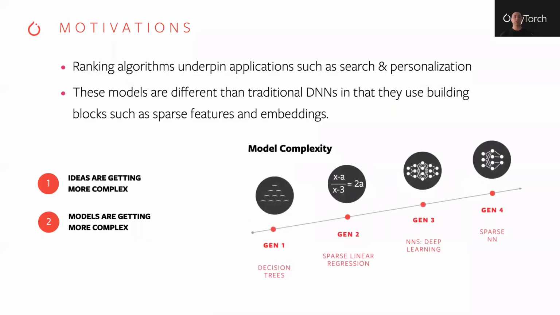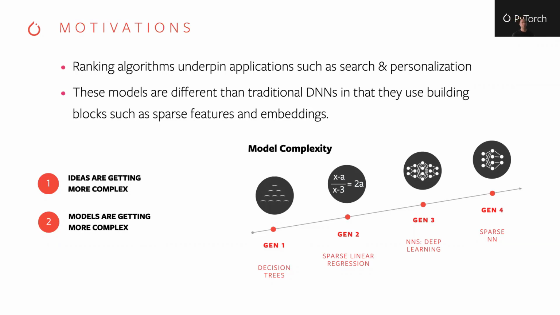But we just wanted to motivate things a little bit. Recommender systems fall into this ranking algorithms category. So when we think about search or personalization, it can fall into that general ranking algorithm category. And DLRM is one of the more popular these days. We'll talk about that in a minute.